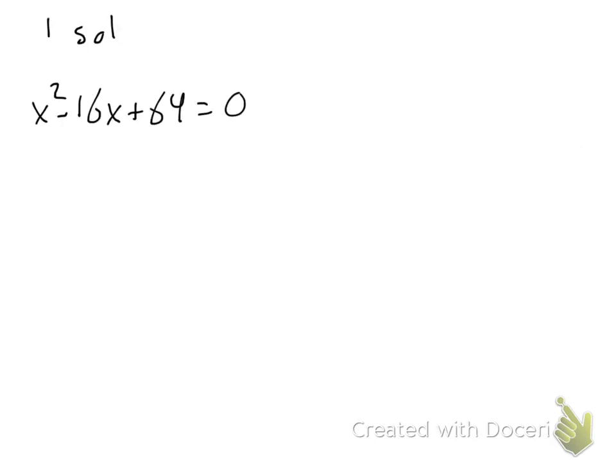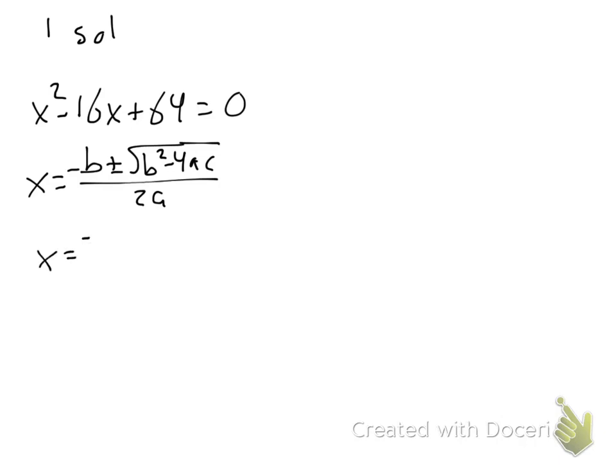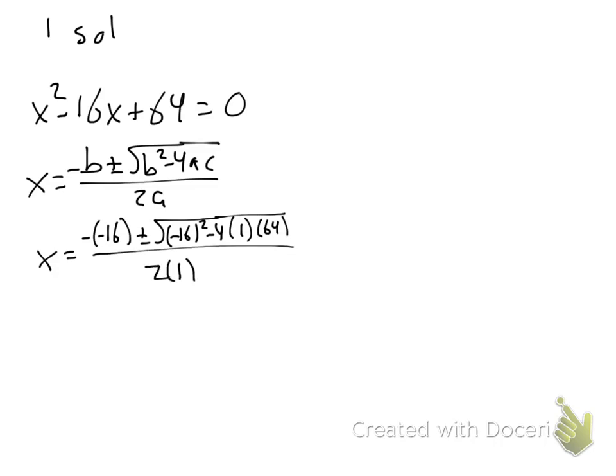This one, there's only going to be one solution. And so I've got to write down that formula because it's already in standard form. Make sure your square root goes over the whole thing. So x equals the opposite of negative 16 plus or minus the square root of negative 16 squared minus 4 times 1 times 64 this time, all over 2 times 1.